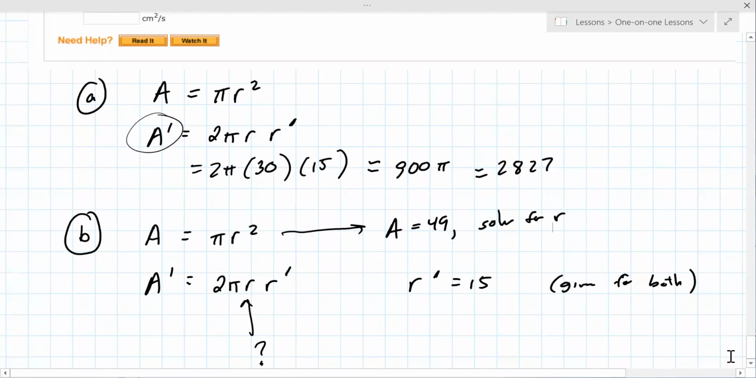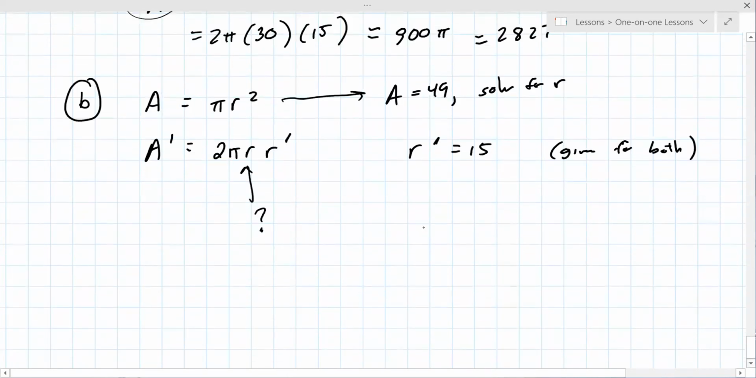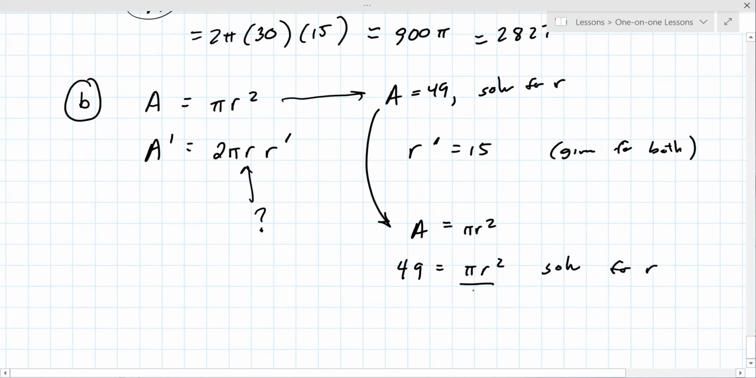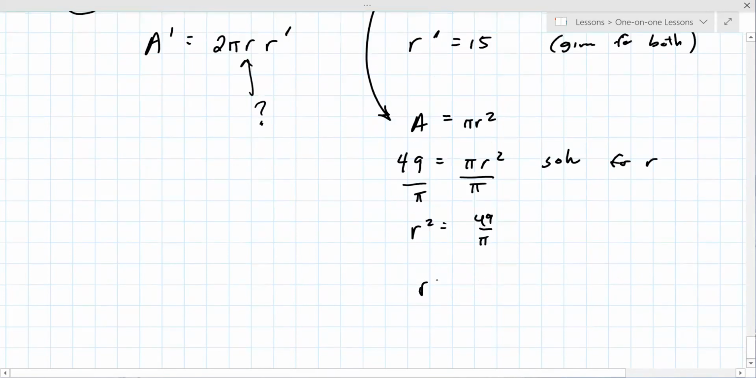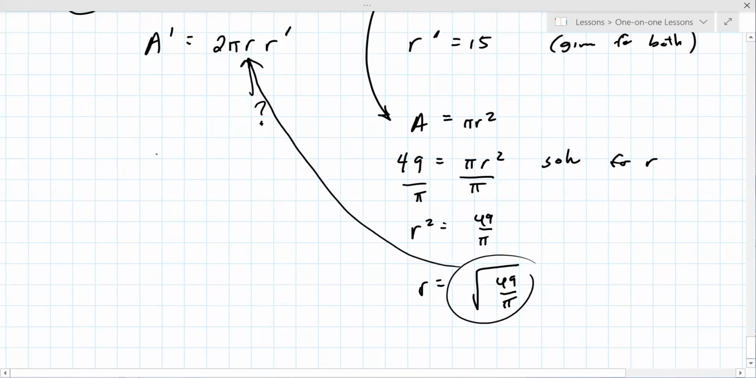Let me just create some room here to show you that. Area is pi r squared. The area is 49, and you want to solve for r. So you divide by pi, and you have r squared equals 49 over pi, and then you take a square root. So r equals the square root of 49 over pi, and that's what goes in here for r. So your a prime is 2 pi, the radius is square root 49 over pi, and r prime is 15.